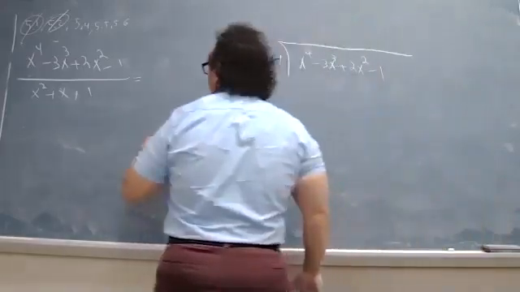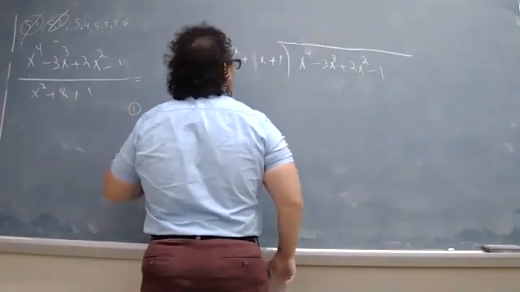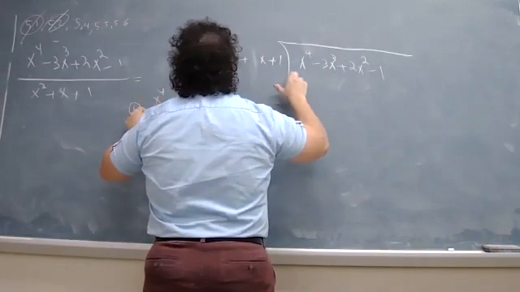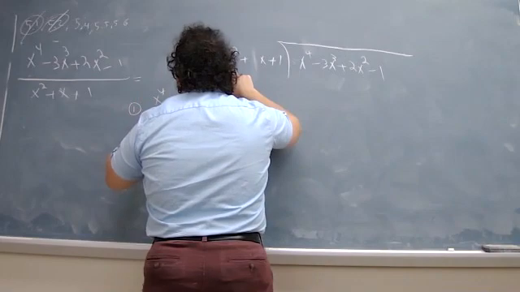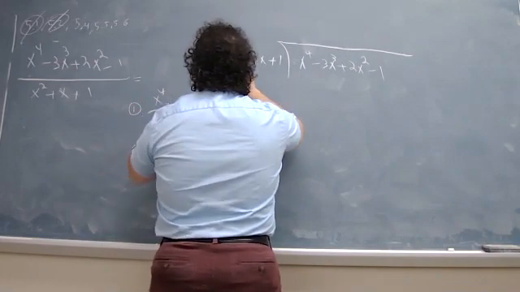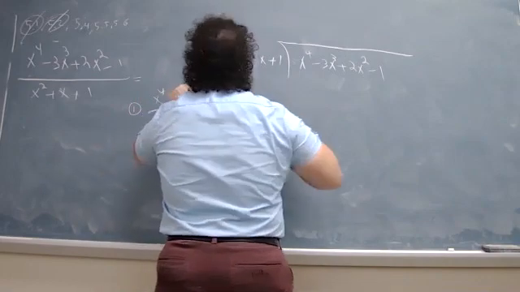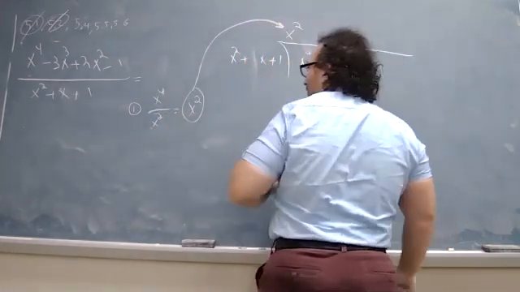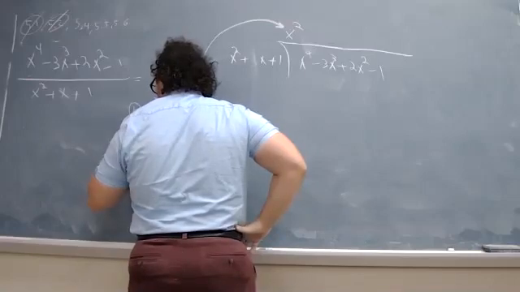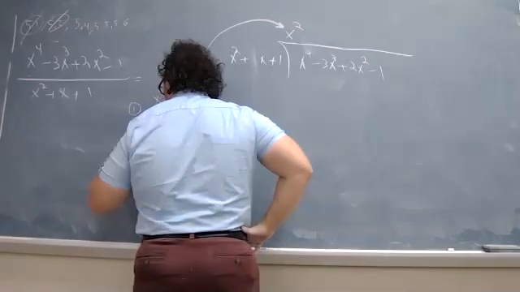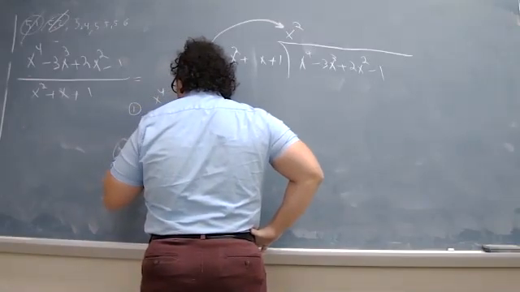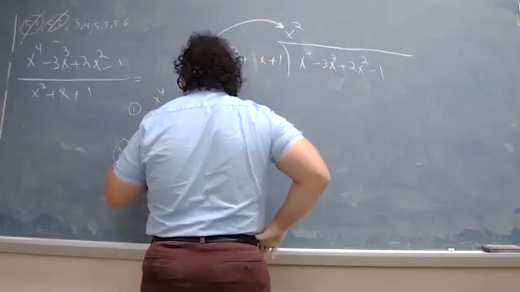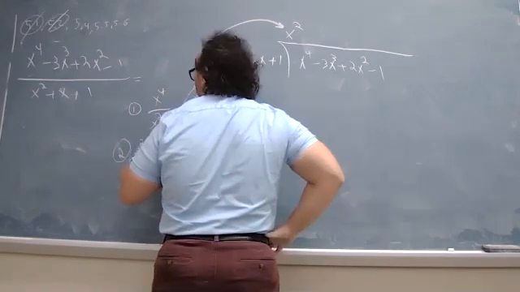Step 1 of the algorithm. Get the highest degree term on the inside of the house. Divide it by the highest degree term on the outside of the house. Compute the result, which is x squared. Get that result and put it on top of the roof. Step 2 of the algorithm. Get what's on top of the roof and multiply times what's on the outside of the house.